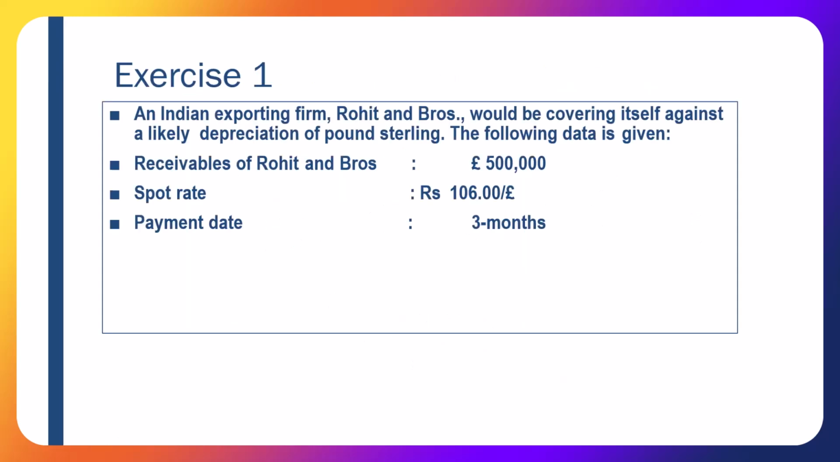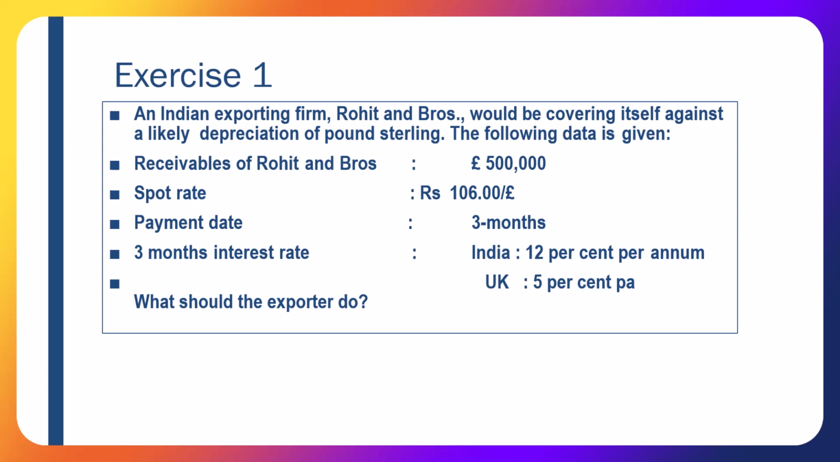An Indian exporting firm, Rohit and Brother, would be covering itself. This is a question that came into a CA exam about 15 years back or 10 years back. An Indian exporting firm, Rohit and Brother, would be covering itself against the likely depreciation of pound sterling. The following data is given. So that means you are an exporter, you are invoicing in pounds.